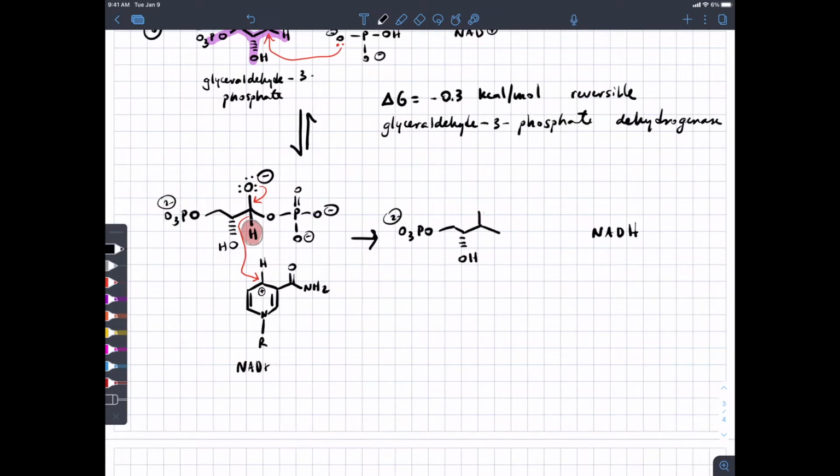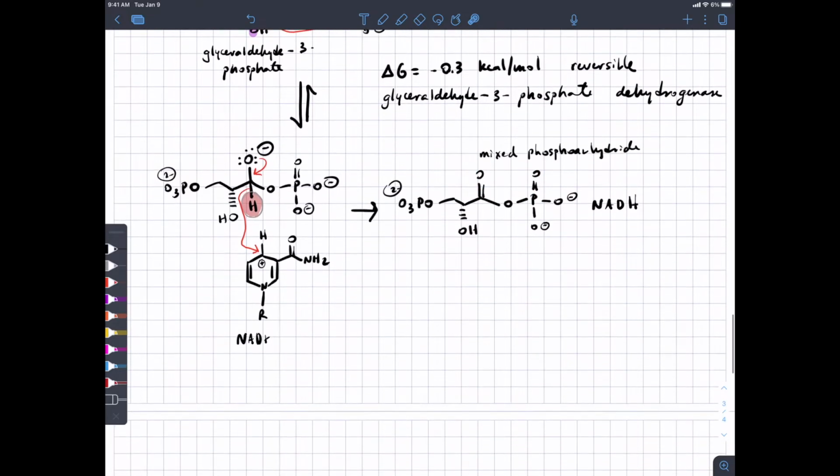this oxidized molecule, and it's not only been oxidized to the carboxylic acid, but it's a mixed phosphoanhydride. By that I mean you've got a phosphate group on one side and a carboxylic acid group on the other, but this looks like a typical anhydride. You've got two phosphate groups in it. This molecule is called 1,3-bisphosphoglycerate. Glycerate is the 3-carbon carboxylic acid, and then the 1 and the 3 tell you where the phosphate groups are.